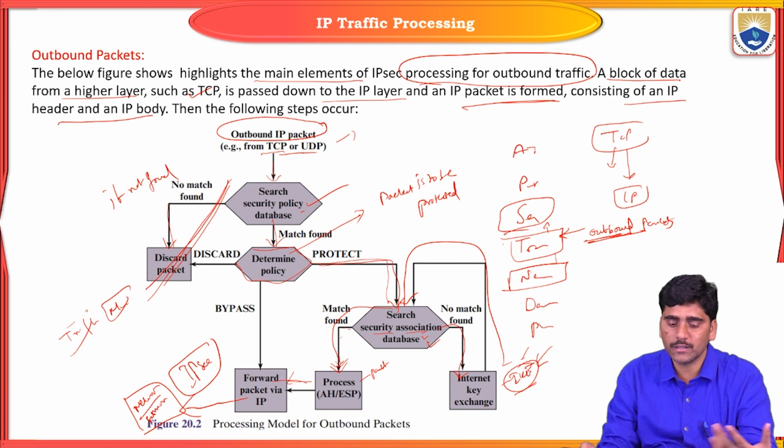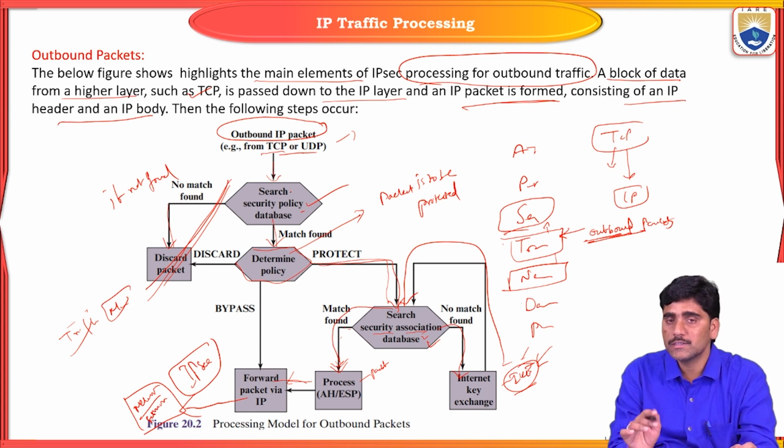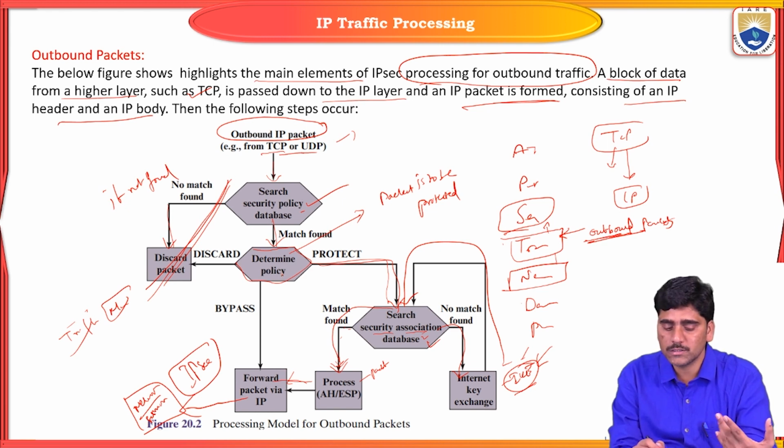Here we can understand the processing model for outbound packets. We assume the IP packet is transmitted from the transport layer to the network layer. That packet is called an outbound packet. The packet is searched in the security policy database. If it is matched, then the policy determines the action. If it is not matched, then it is discarded. If it is matched, then it has to be protected using the security association database.